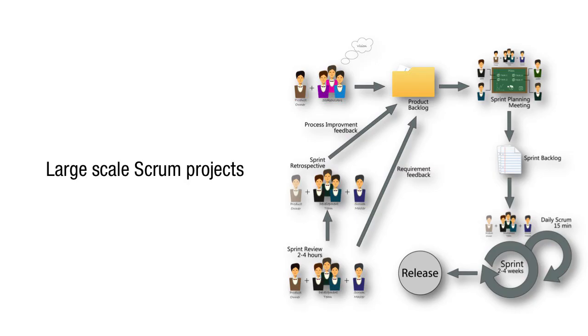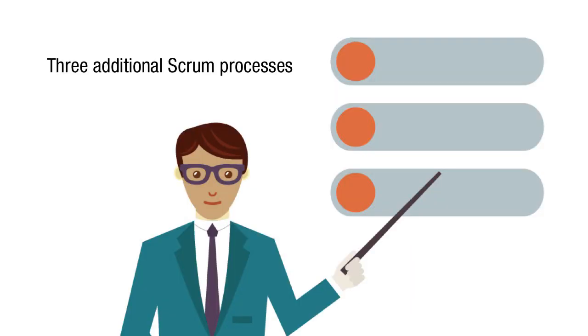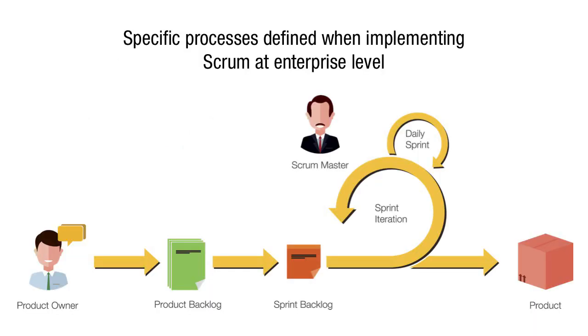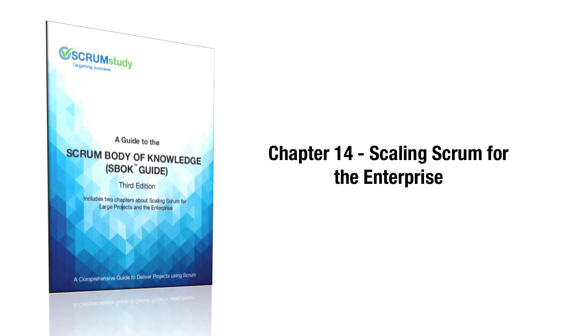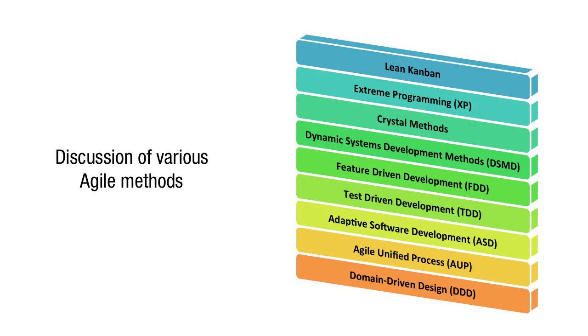Chapters 13 and 14 cover the 8 processes required to scale Scrum to large projects and the enterprise. For large-scale Scrum projects that require coordination across multiple teams, there are 3 additional Scrum processes, which are defined in Chapter 13, Scaling Scrum for Large Projects. There are also specific processes defined when implementing Scrum at the enterprise level, which are covered in Chapter 14, Scaling Scrum for the Enterprise. Finally, Appendix A contains an overview of the Agile Manifesto by Fowler and Highsmith and a discussion of various Agile methods for those who want more information about Agile.